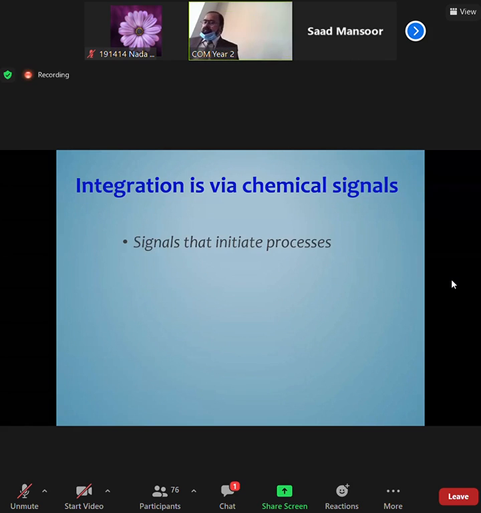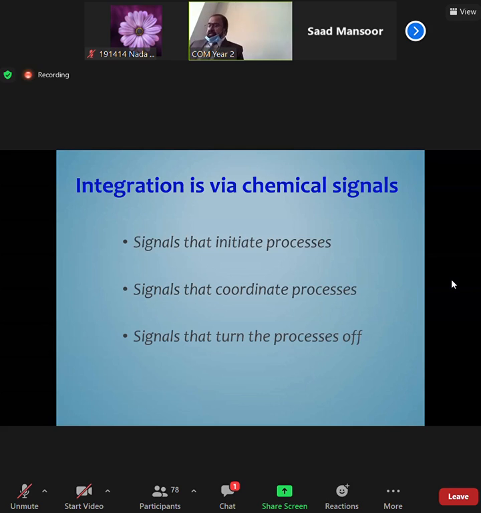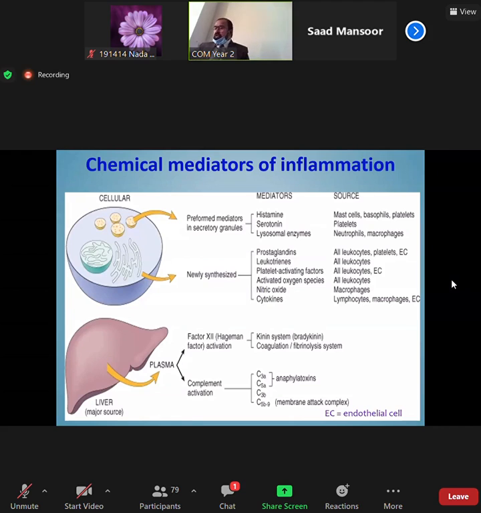Okay, so they are signals that initiate the process. These chemical mediators coordinate the process. One chemical mediator will assist and activate the other one, so they go in groups. And finally, there are signals that turn off the process. The process which has been started for inflammation should stop, right? So these are the chemical mediators which we will be discussing individually.